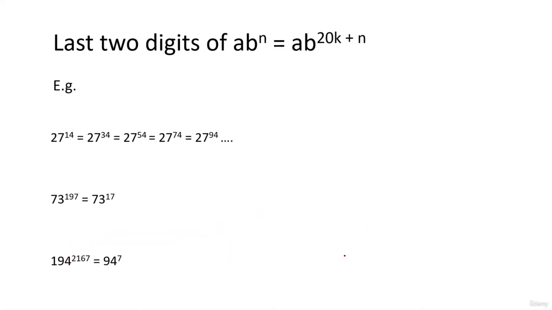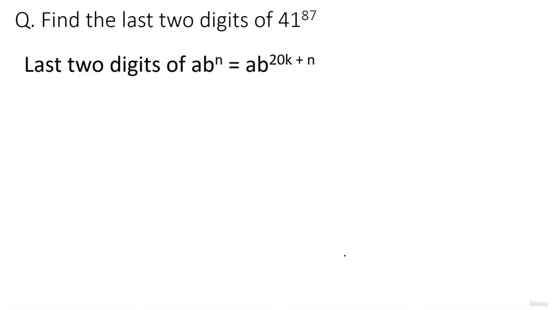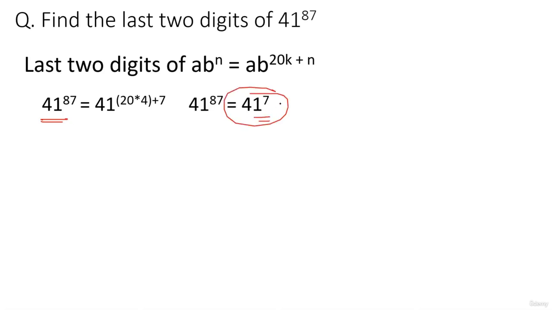Okay, we'll solve one question based on this guys. 41 raised to 87, we have to find the last two places. Again we'll first divide 87 by 20, okay, and then we observe that 87 is nothing but 20 into 4 plus 7. So last two places of 41 raised to 87 will be same as 41 raised to 7 as such. Okay, 87 का जरूरत नहीं है. Okay, simply find the last two places of 41 raised to 7.